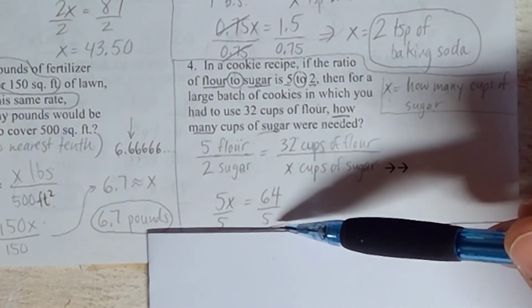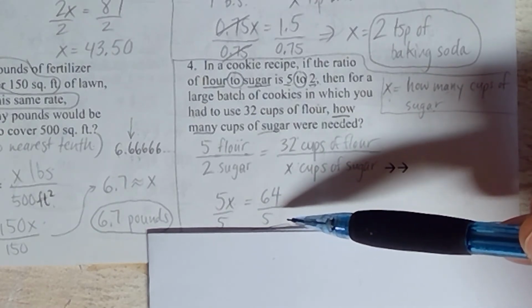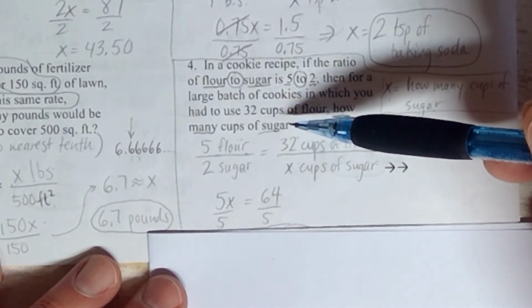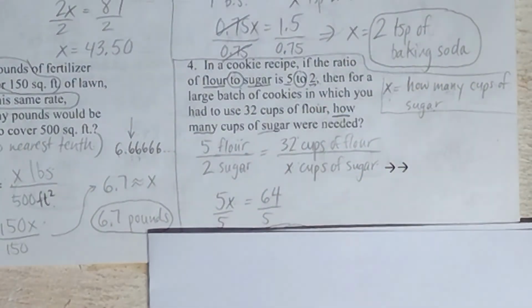So you could say 64/5, but wouldn't it be better when you're talking about cups of sugar? If you go up to somebody and say, I need 64/5 cups of sugar, they're not really going to know what you're talking about, right?